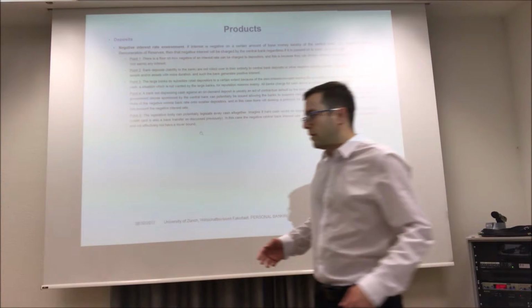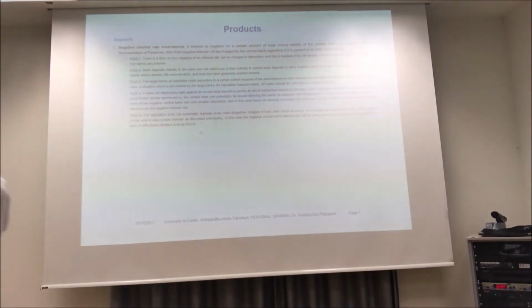So we're going back to the central bank's balance sheet. The central bank has deposits from the commercial banks, and this is rolled over into government bonds or some sort of securities.